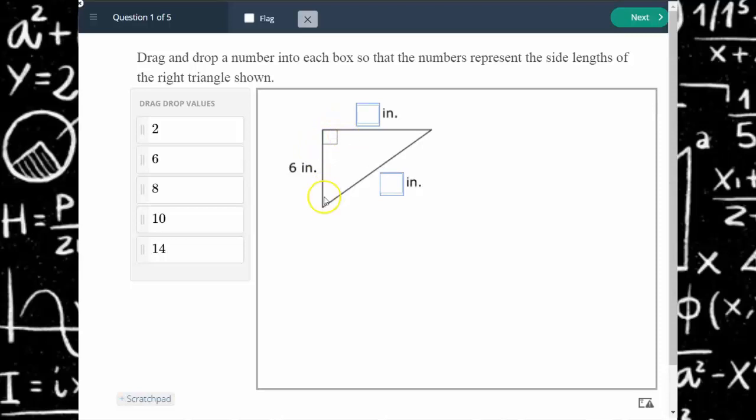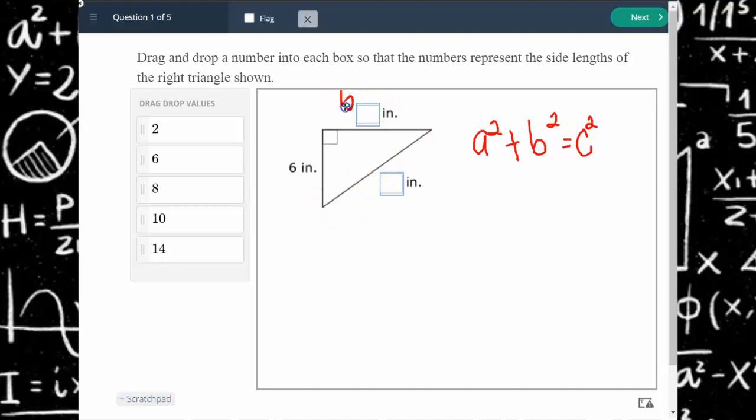In a right triangle, we know that we have two legs. Legs form the right angle, and the longest side of the triangle, opposite the 90-degree angle, is the hypotenuse. And we know that when we have a right triangle, we can use the Pythagorean theorem: a squared plus b squared equals c squared. So when I square this leg and add it to the square of this leg, it will equal the square of the longest side, c, the hypotenuse.